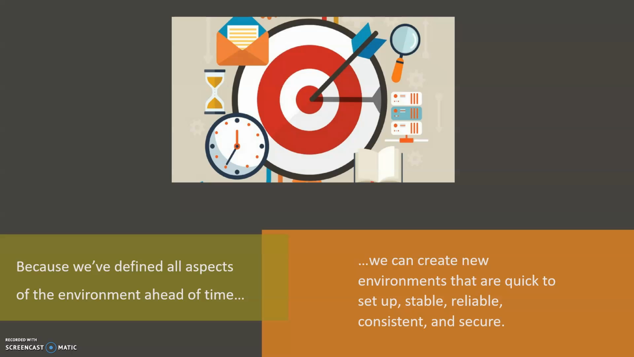Because we've defined all the aspects of the environment ahead of time, we can create environments that are quick to set up, stable, reliable, consistent, and secure. Doing it this way, we prevent human error whenever someone is setting up the environment manually. When you're doing this over and over again, you can get drift, you can get incorrect configurations, and that just leads to environments that aren't stable or secure or unlike production.